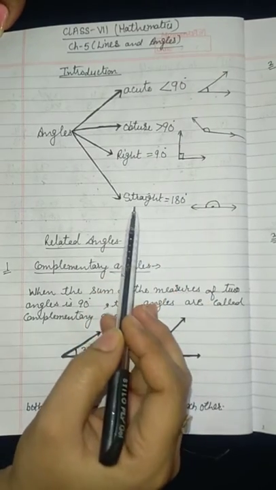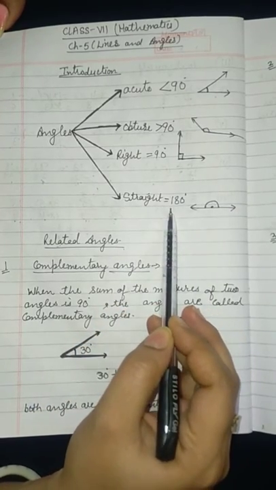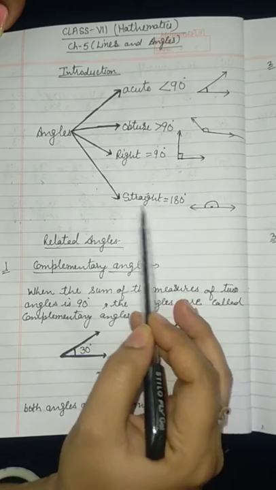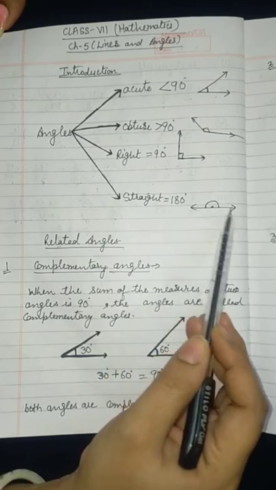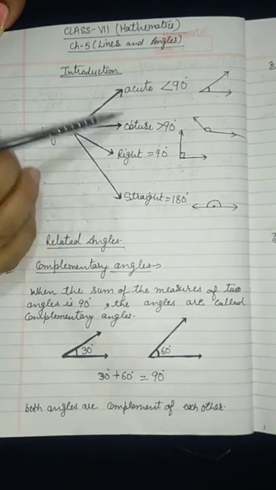After that, there's straight angle. The straight angles are forming a straight line, and their measurement is 180 degrees, and these angles are known as straight angles. They are representing the straight line. Then after that, we'll do related angles, which are related to these angles.